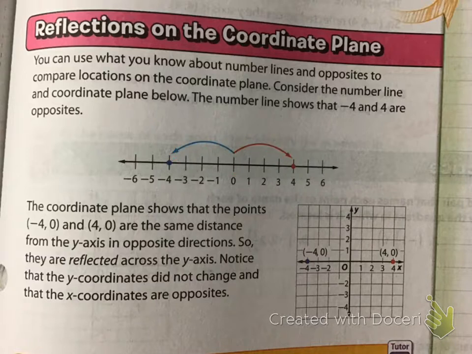I also like to think about it where if we had this and we folded it in half, boop, the two things would be the exact same. They would touch. So a reflection about the x-axis and a reflection about the y-axis. That's what we're doing here.